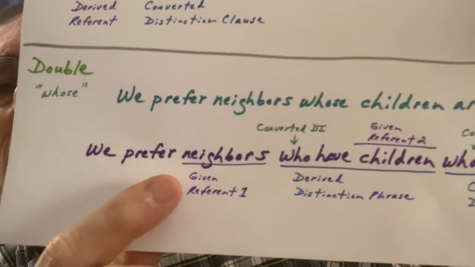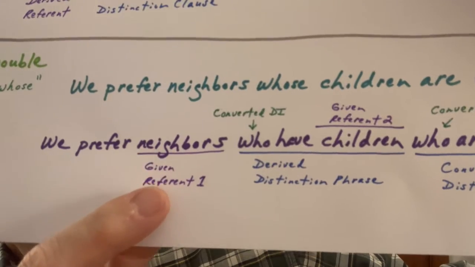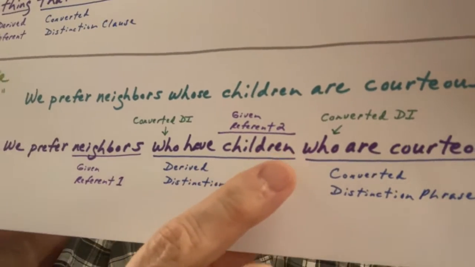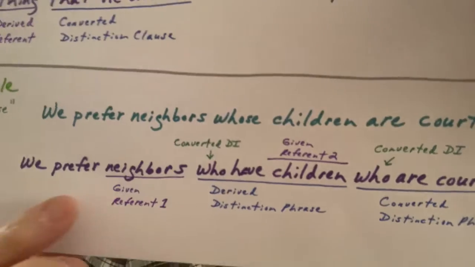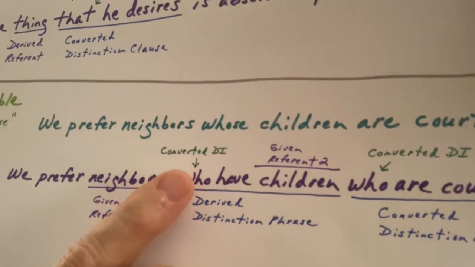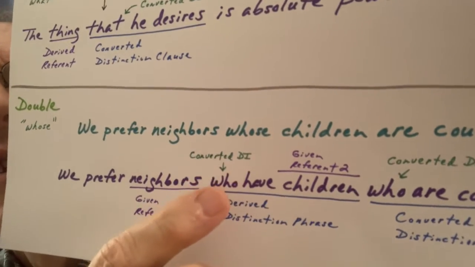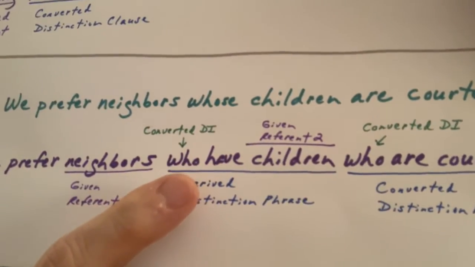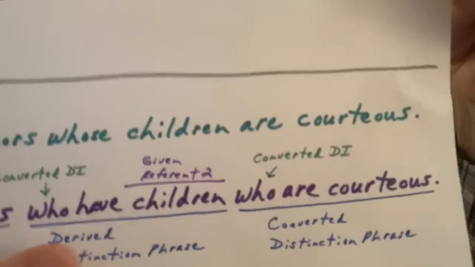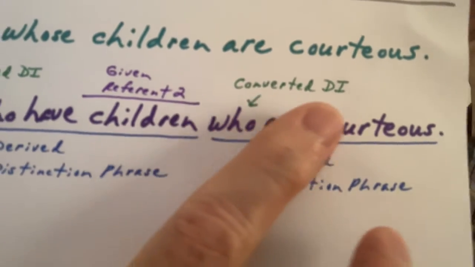All right? And we see here that we have up front a given referent, neighbors. We have another given referent, children. We have two given referents. Then we see we have a converted distinction indicator. We started out with whose. It was converted to who. So we have a converted distinction indicator. And over here, whose was also converted to the second who. That's a converted distinction indicator.